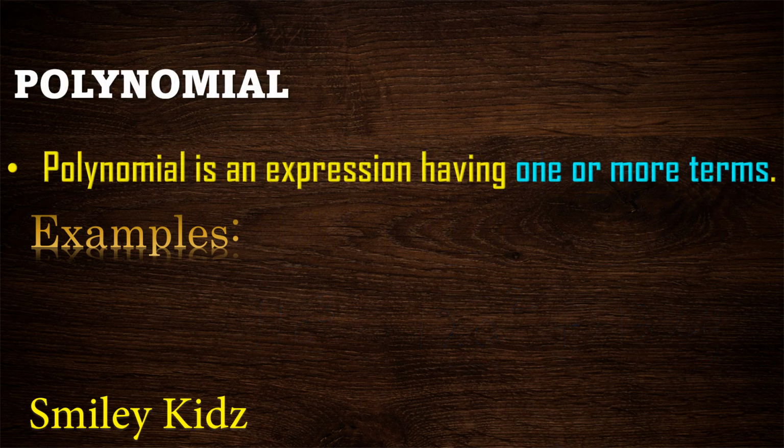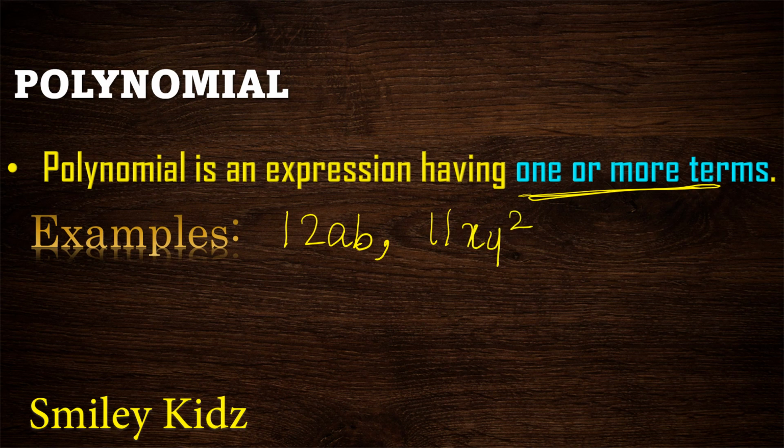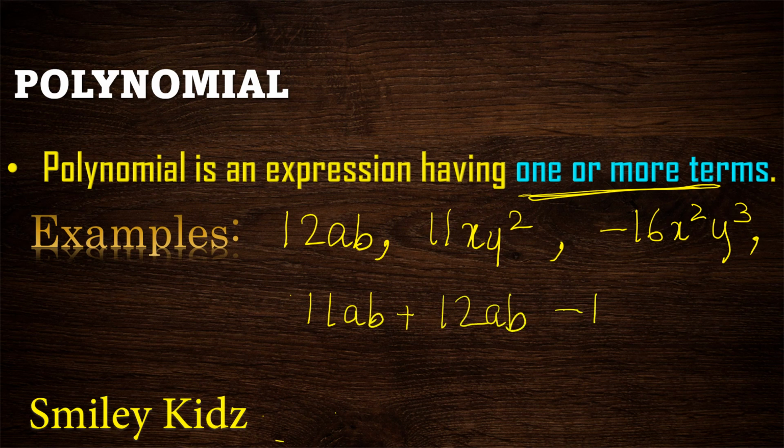Then what is polynomial? Polynomial is an expression which is having one or more terms. That means all monomials, binomials, trinomials come under polynomial category. For example, 12ab, 11xy square, minus 16x square y cube. Then we have 11ab plus 12ab minus 16x cube. All these come under polynomials.